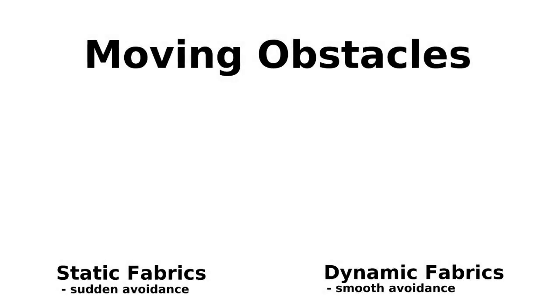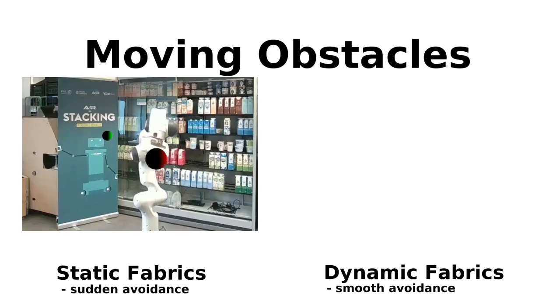Next, we want to further investigate the example from the very beginning of this video. On the left, you see static fabrics in action. You see an obstacle approaching the robot, and there is no motion of the robot until the obstacle is very close to the robot. This then results in a very sudden motion and avoiding behavior.